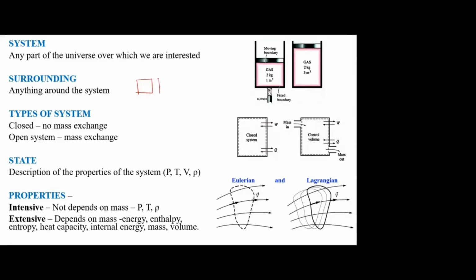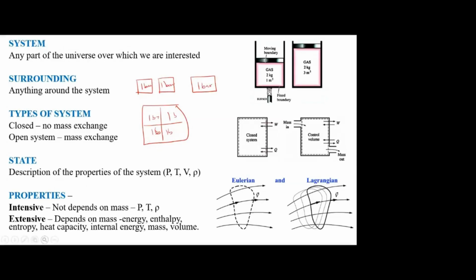So I'm taking two cubical boxes. Each box has 1 bar pressure. If I join or merge the two boxes, it will still be 1 bar only. The pressure will not increase. For example, in your home you may have n number of rooms, each with the same atmospheric pressure, right? 1 bar, 1 bar. If I remove the walls, it won't be 4 bar. Still it will be 1 bar only. So this pressure will not change depending upon the mass. This type of property is called intensive.